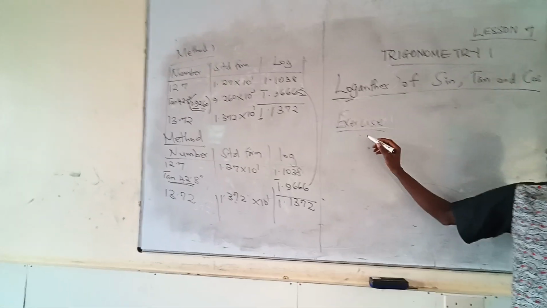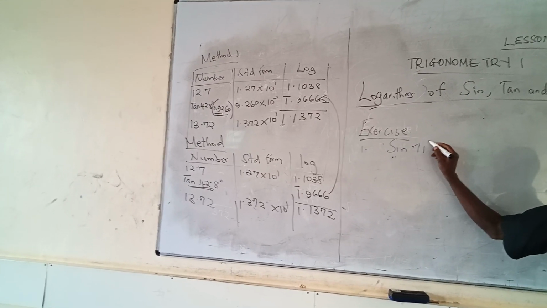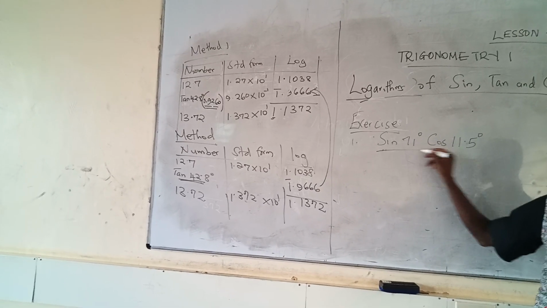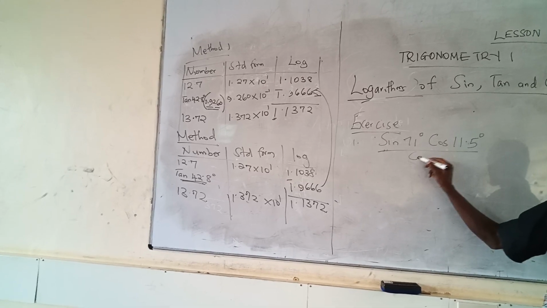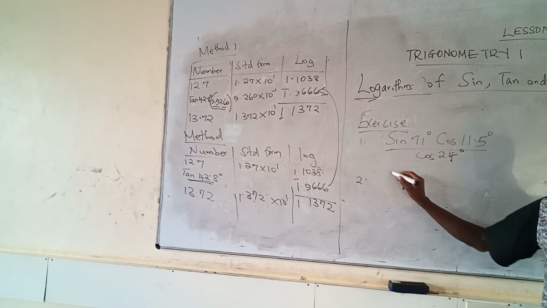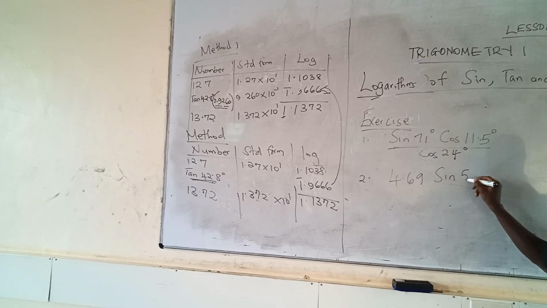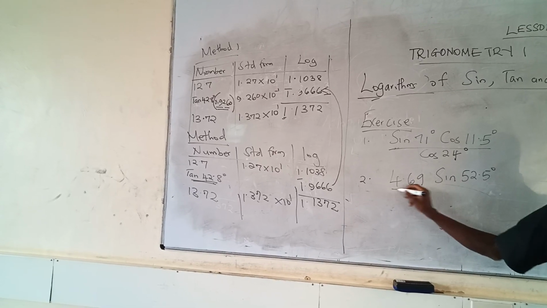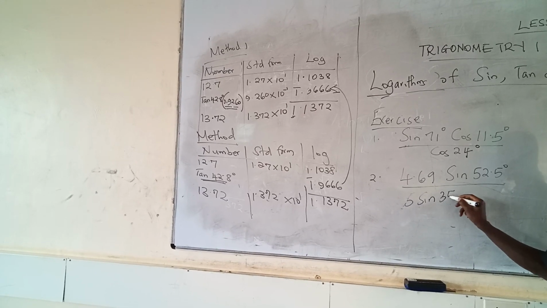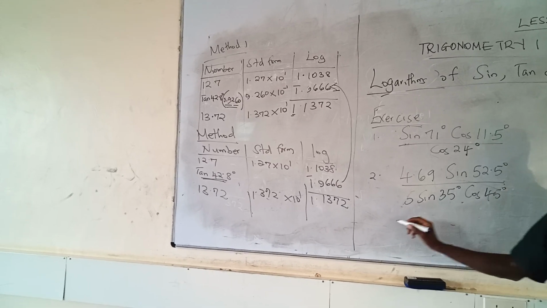I have exercise. Number 1, sine 71 degrees cos degrees divided by cos 24 degrees. Number 2, 4.69 sine 52.5 degrees divided by 5 sine 35 degrees cos 45 degrees.